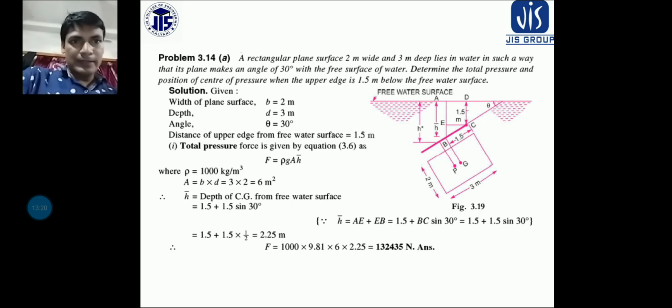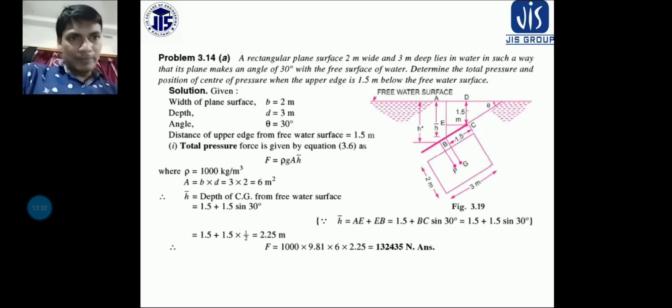Depth of the center of gravity from the free water surface, that is equal to 1.5 plus 1.5 into sin theta, that is your 30 degree. Theta is equal to 30 degrees. So 2.25 is the h bar.